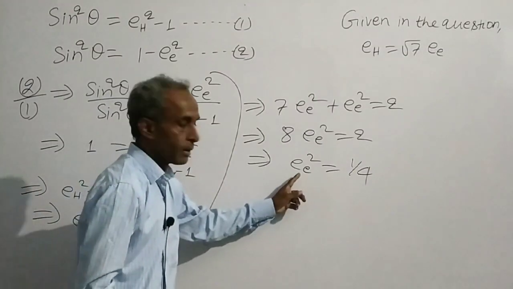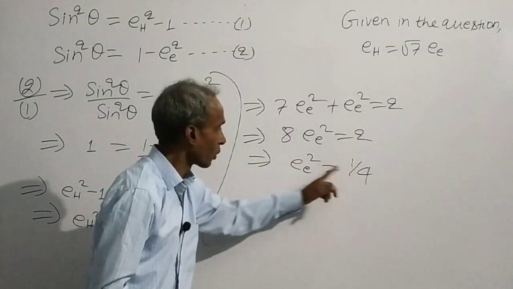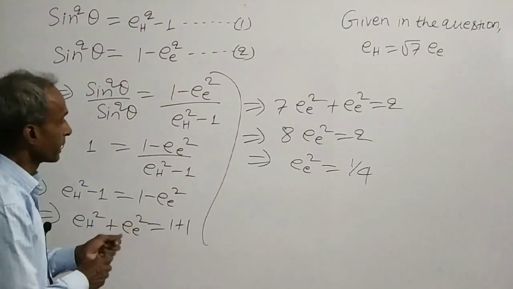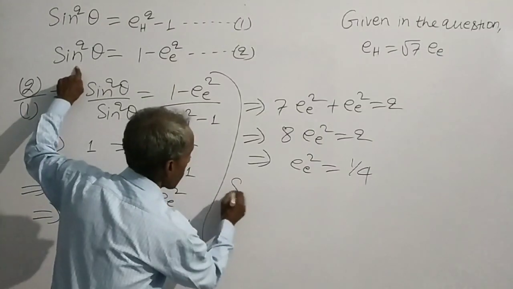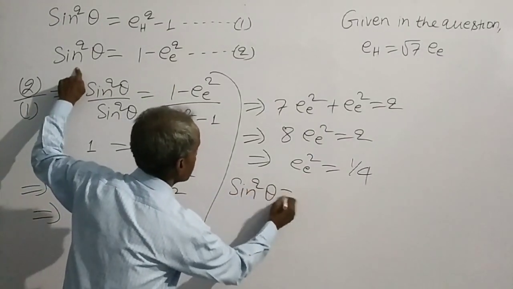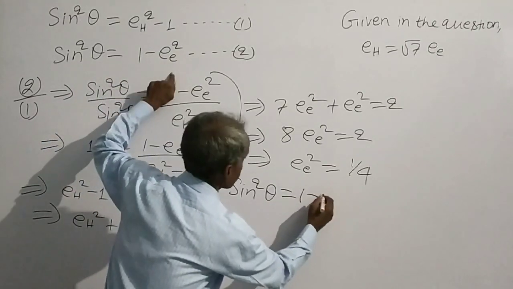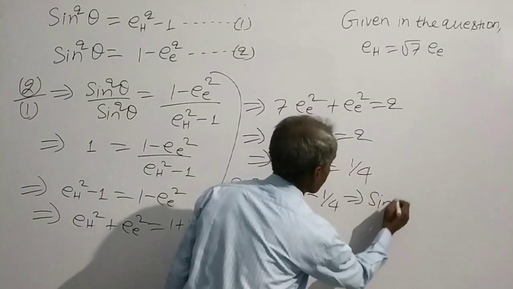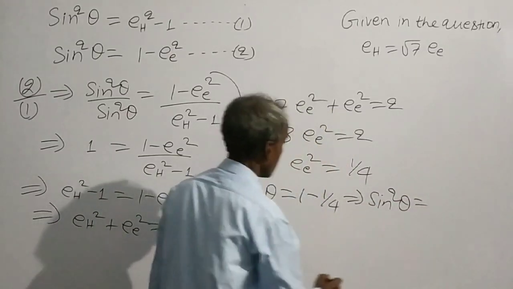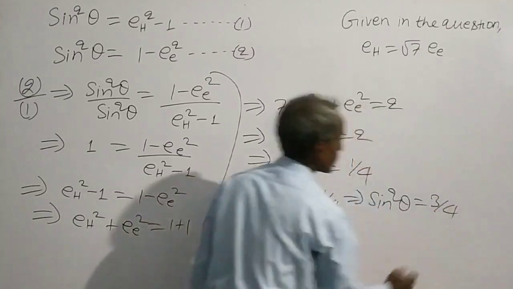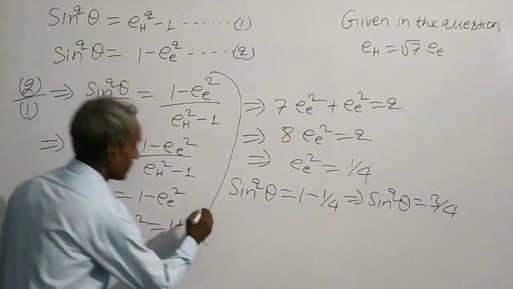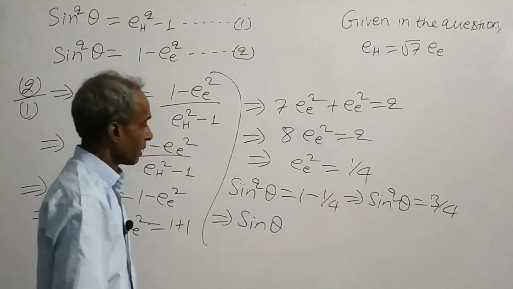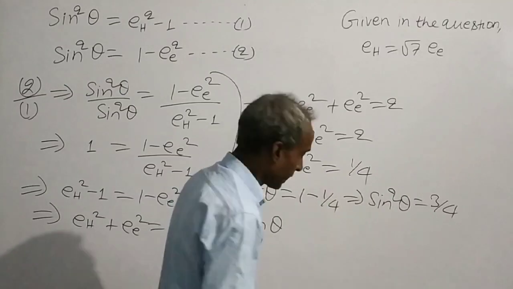Putting this 1 by 4 in place of e square in this equation 2, we get sin square theta is equal to 1 minus 1 by 4. This implies sin square theta is equal to 3 by 4. This implies sin theta can be positive or negative.